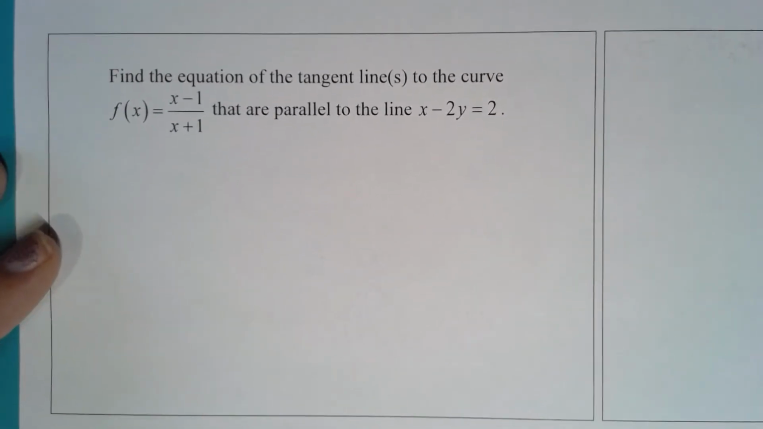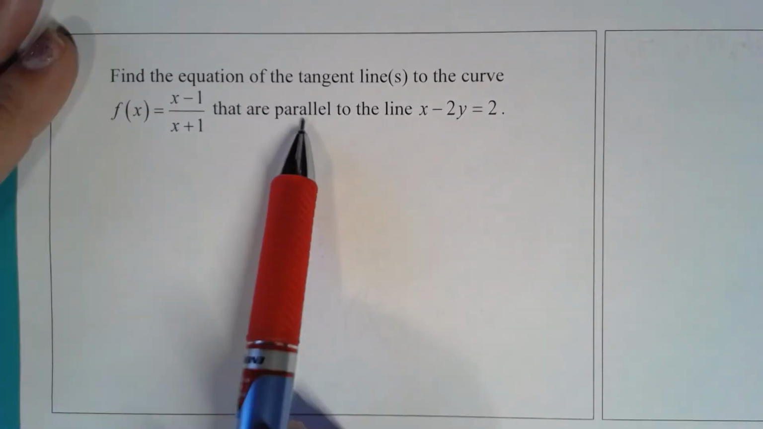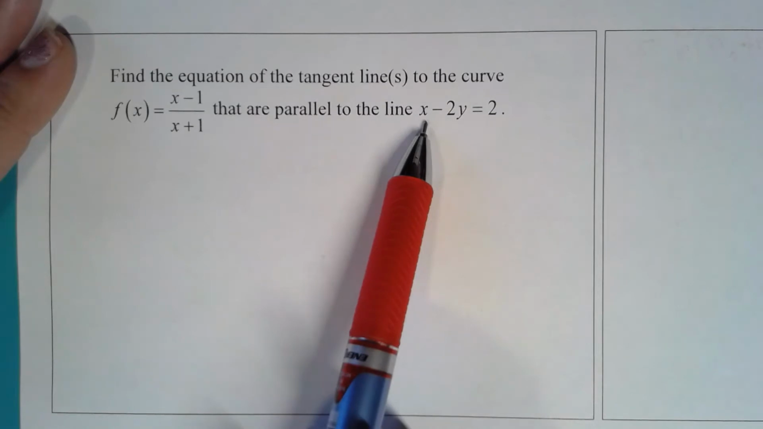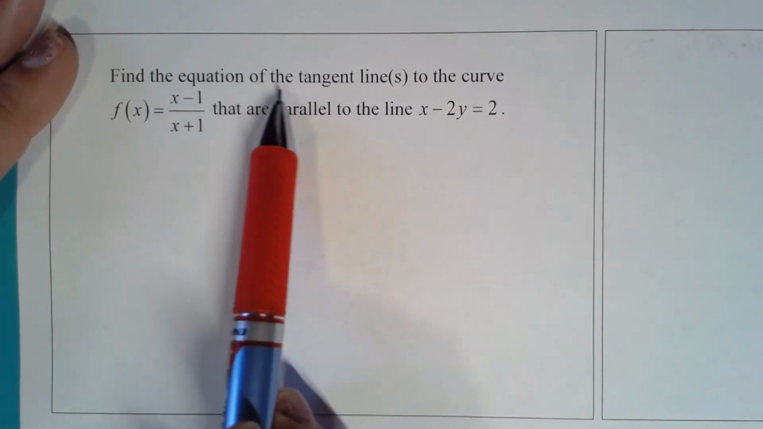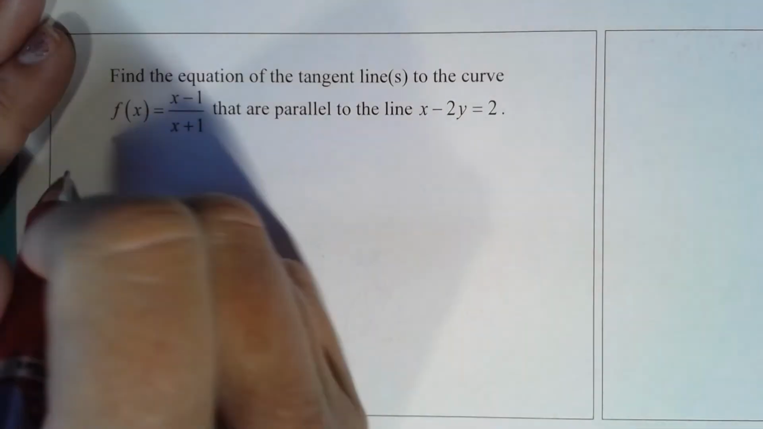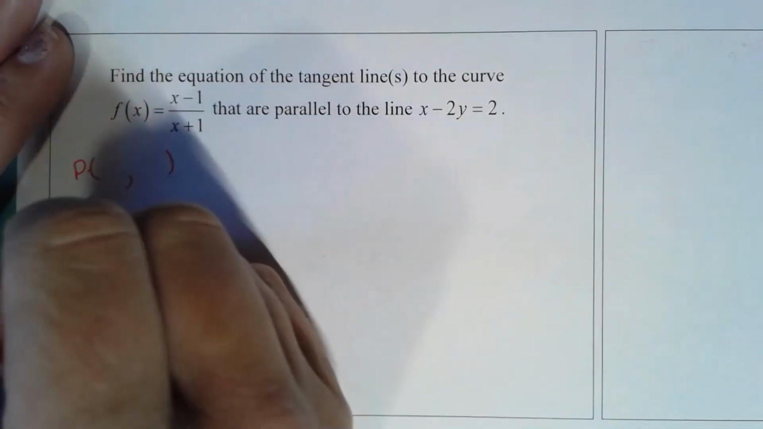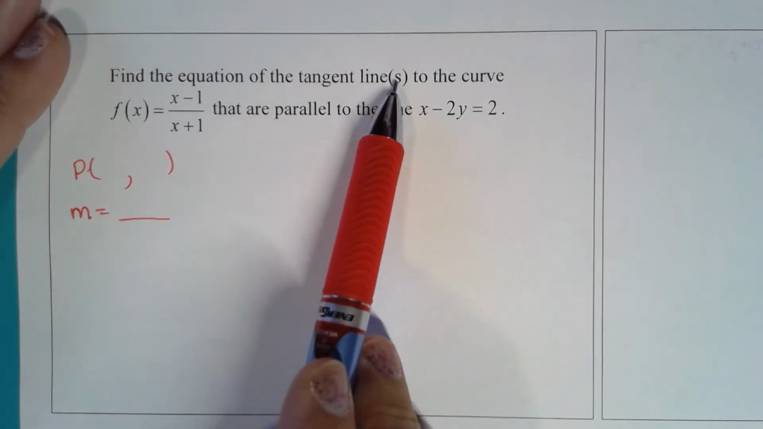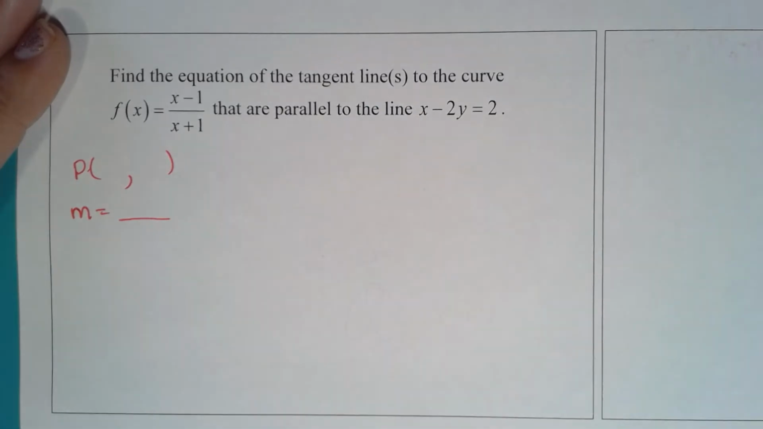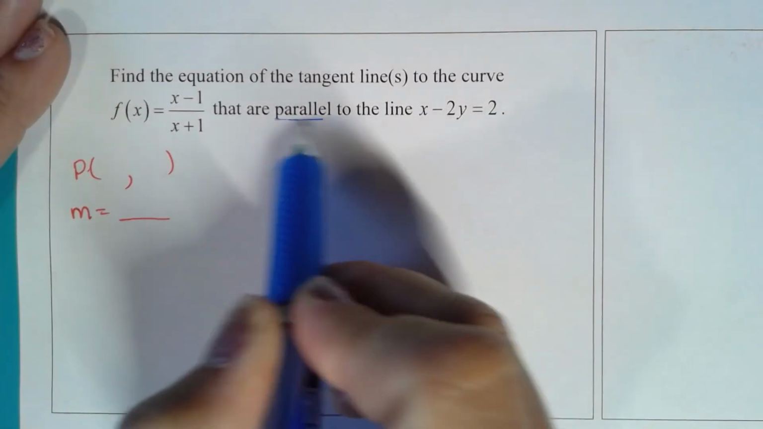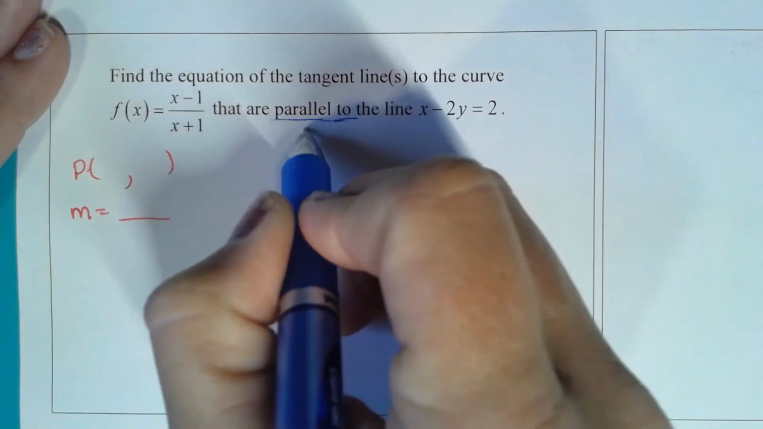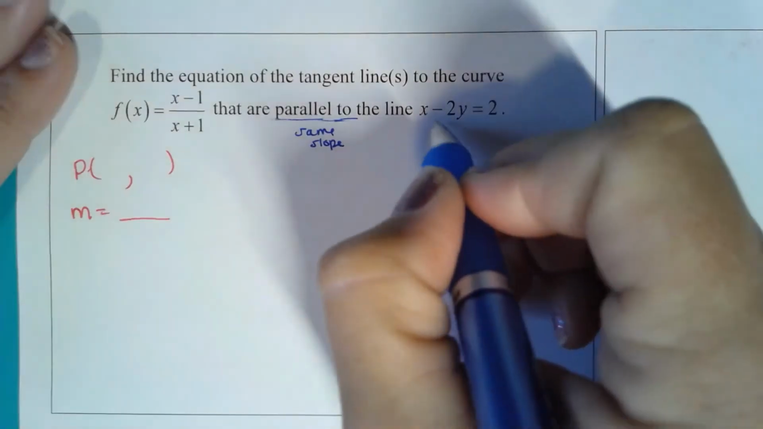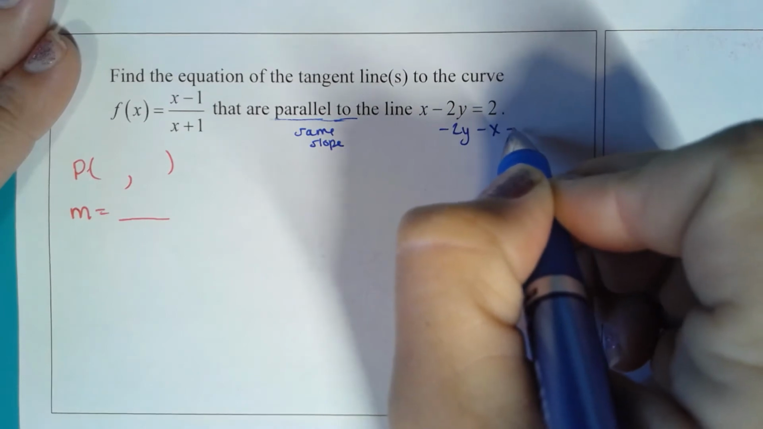All right, so it says find the equation of the tangent line or tangent lines that are parallel to this line. Let's stop there. If we need the equation of a line, we need a point and we need a slope. Now, this tells us we may have more than one point. I don't know. Come back to that. If I want to be parallel to means same slope.